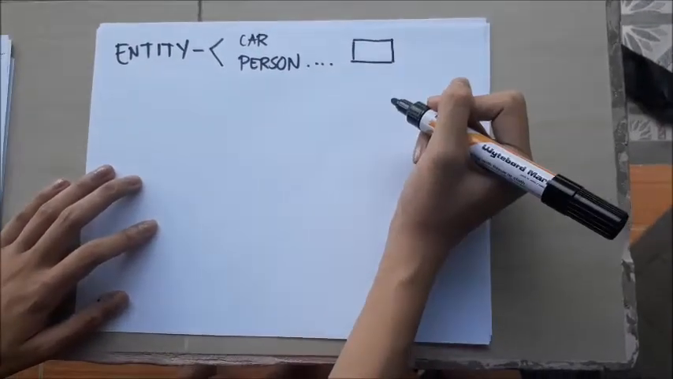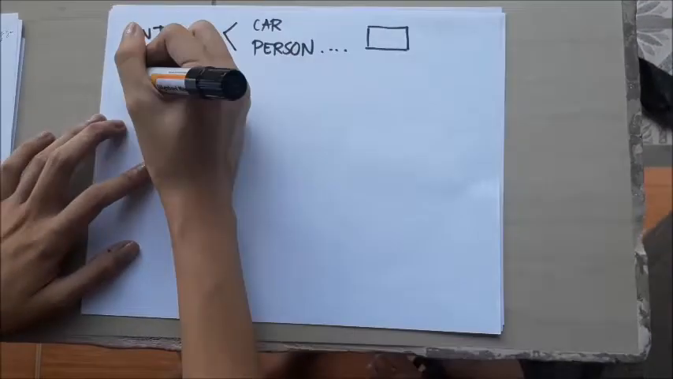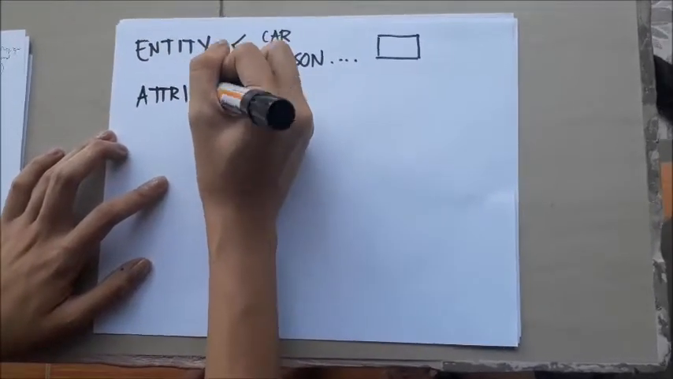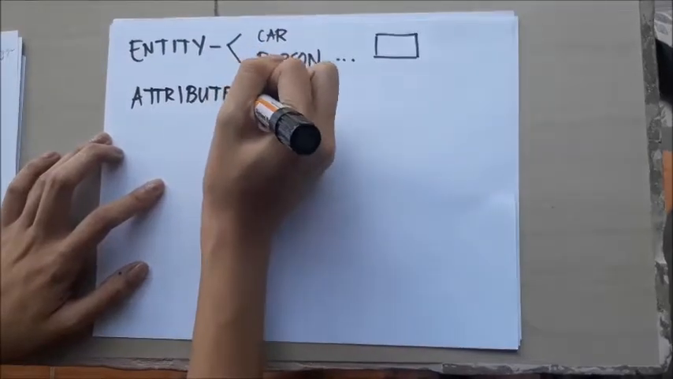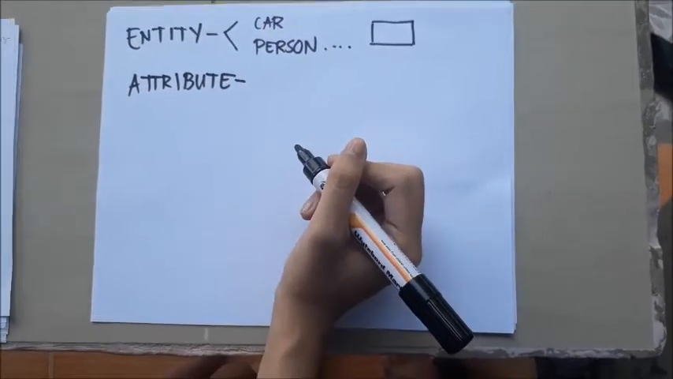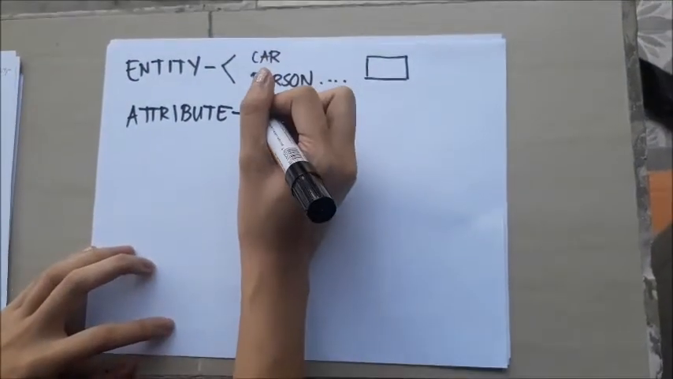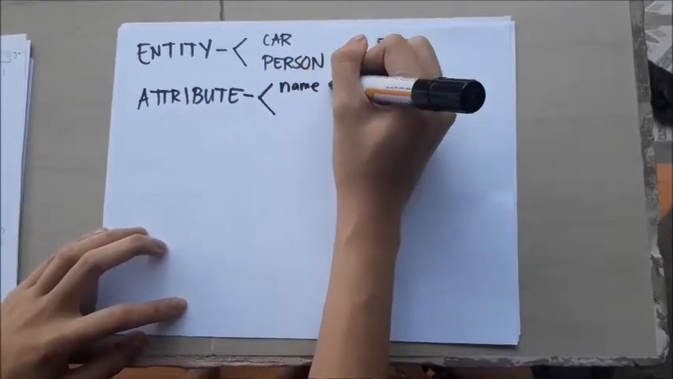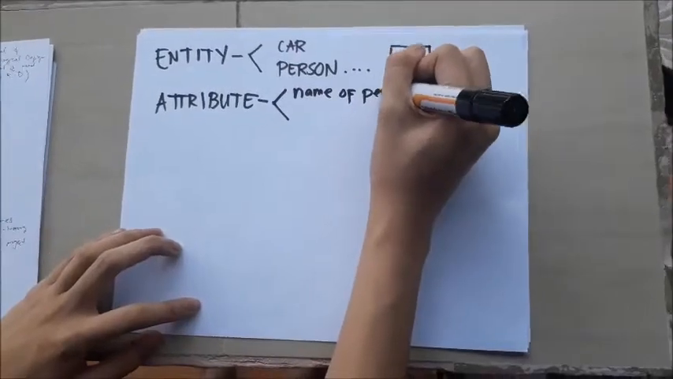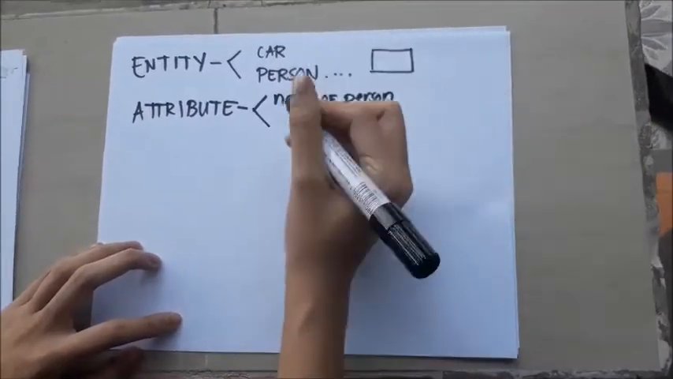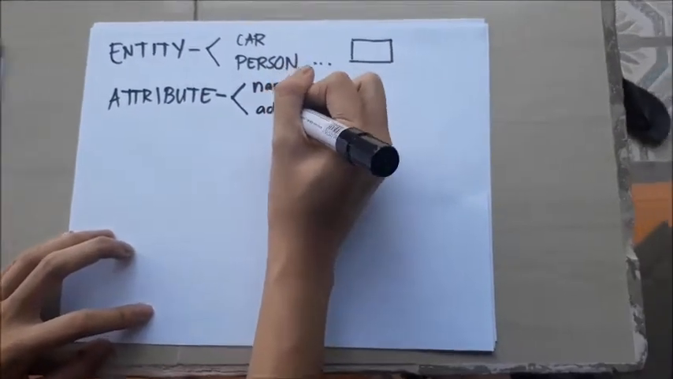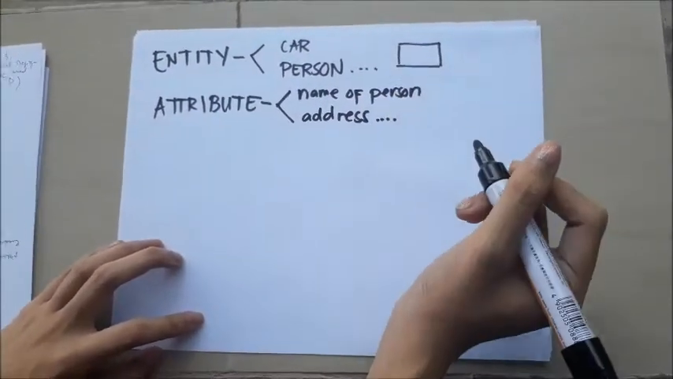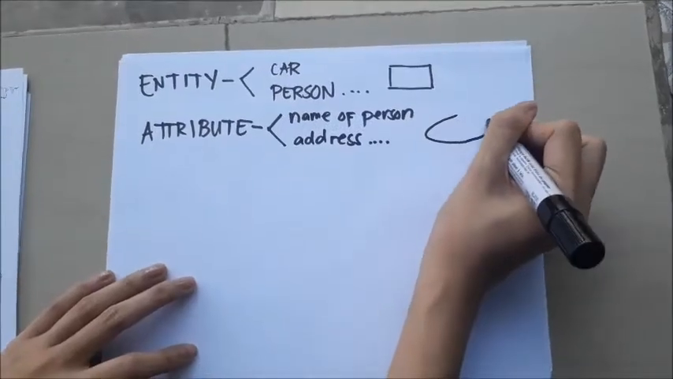The second one is the attribute. It is a small piece of the given entity, or a characteristic that describes an entity. So it could be the name of the person, or his or her address, contact number maybe. It is represented by an oval shape.